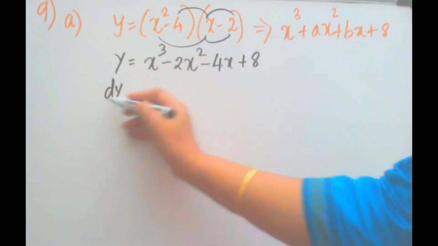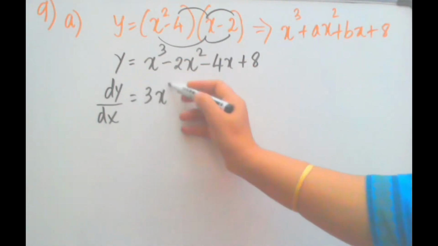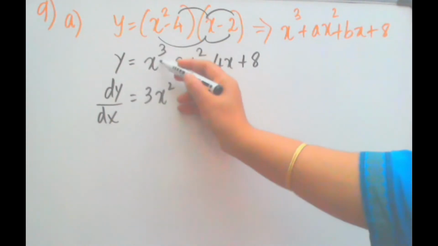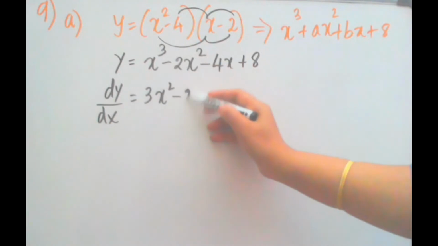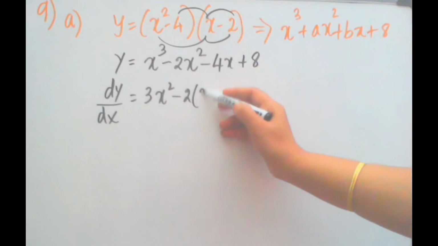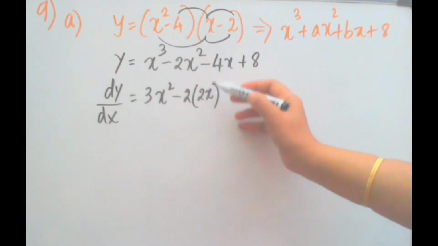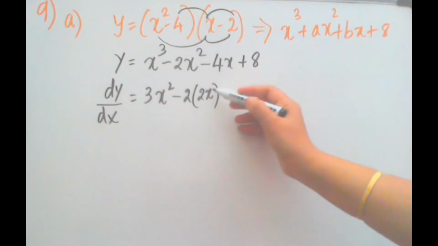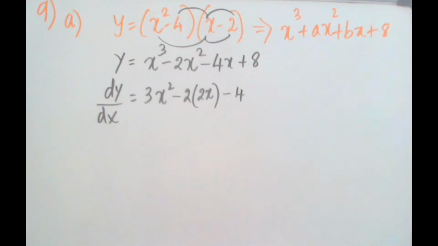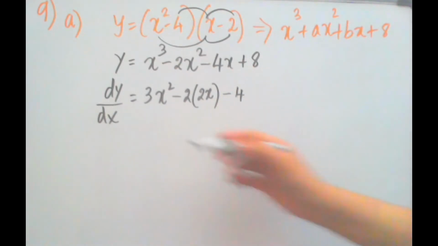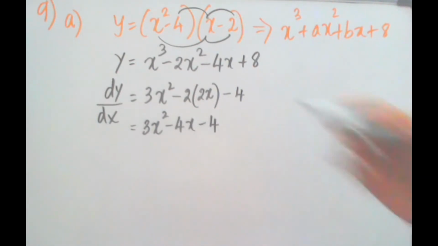So dy by dx is equal to, differentiating x cube, we get 3x square. Bring this index down and reduce the x power by 1. So 3 minus 1, 2. Minus, this 2 into x square differentiation is 2x. Going with the same method, bring down the index and reduce the x power by 1. So 2 minus 1 is 1. Minus differentiation of minus 4x is 4, and differentiation of 8 is 0. So this is 3x square minus 4x minus 4.